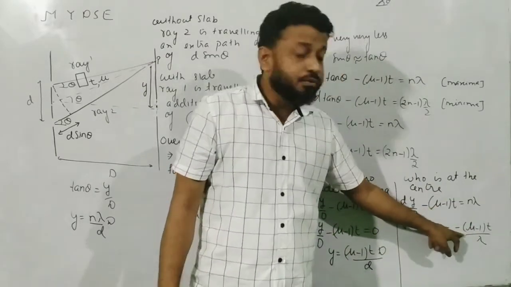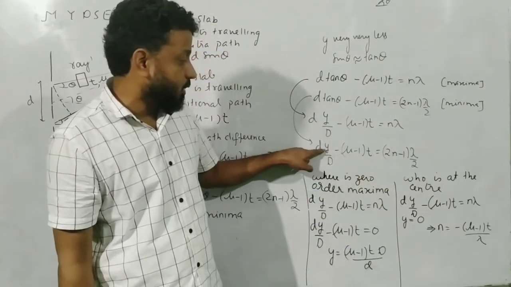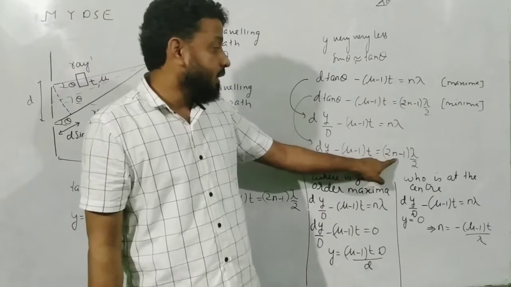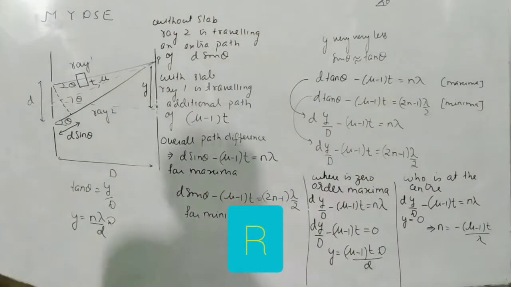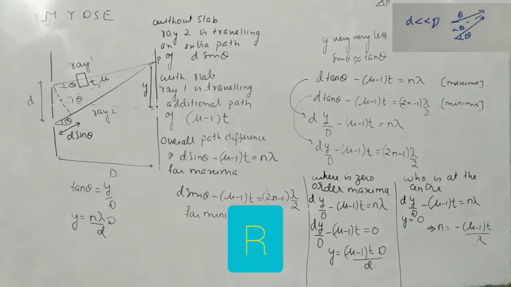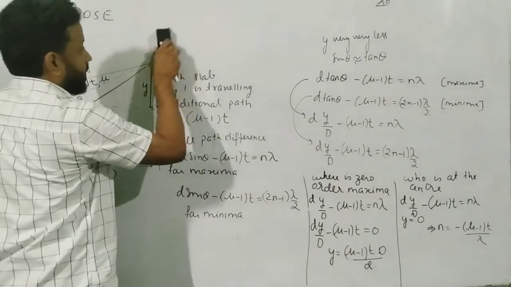If for bright, it is not satisfying, then you have to go to the dark equation, and in the dark equation you will put the value of y as 0, and then you will find the value of n. Please take a note of this, and I will explain in detail after this. Some more examples and it will be more clear to you.